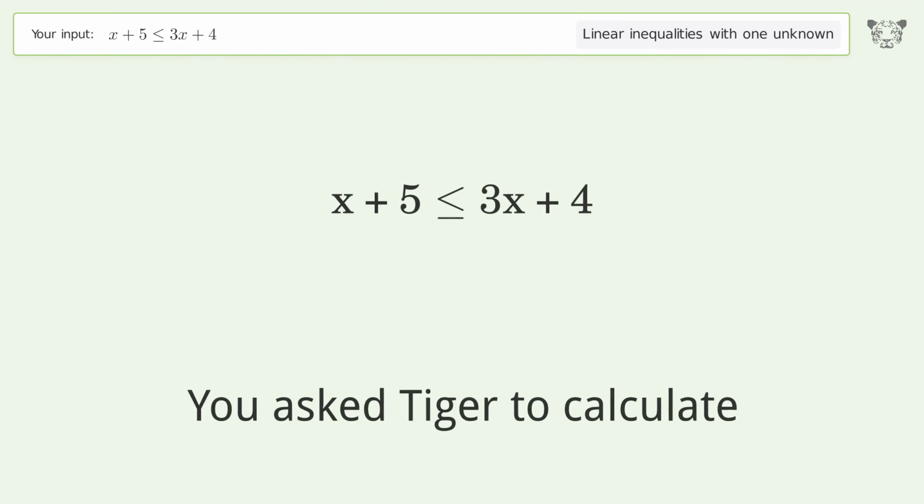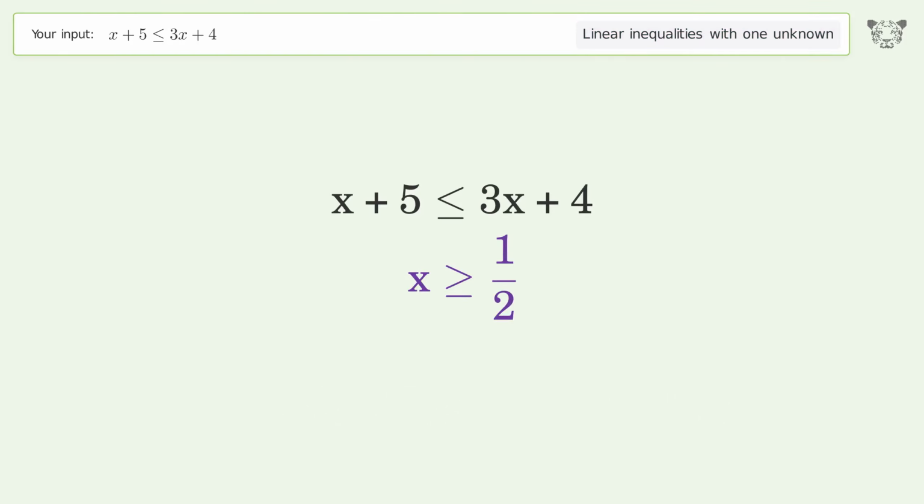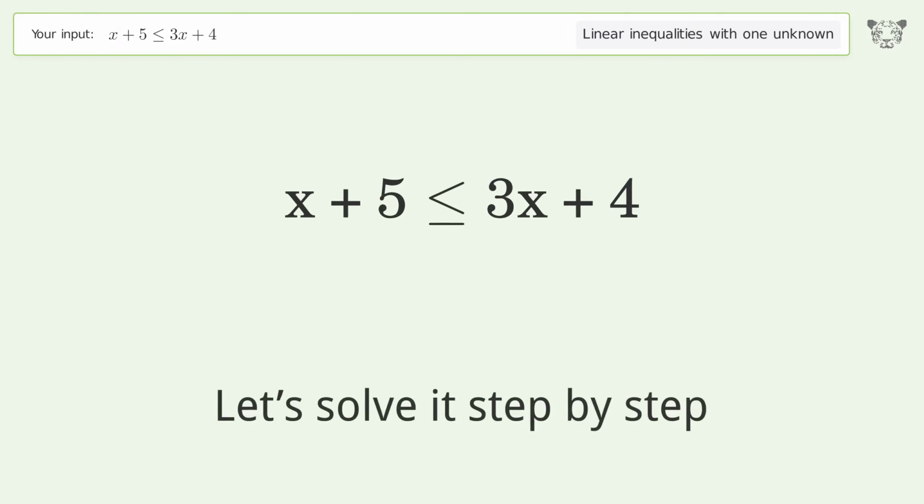You ask Tiger to calculate. This deals with linear inequalities with one unknown. The final result is x equal or greater than 1 over 2. Let's solve it step by step.